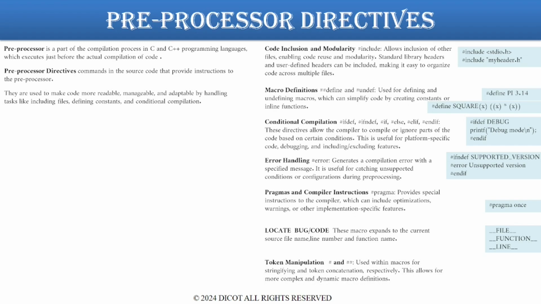Token manipulation. # and ##. They are used within macros for stringifying and token concatenation respectively. This allows for more complex and dynamic macro definitions. The first macro, toString of x, converts the argument x into a string literal. The # operator is known as the stringifying operator in C or C++.